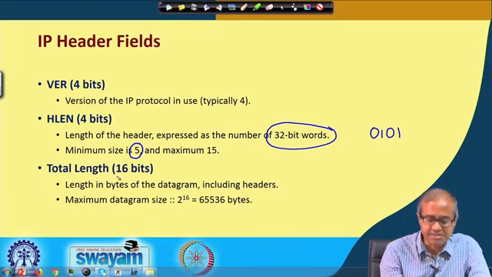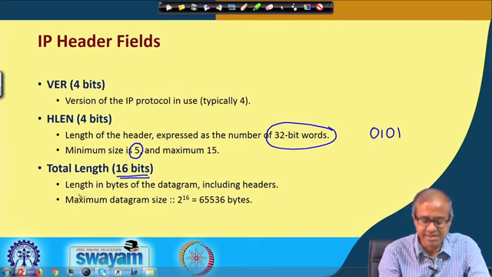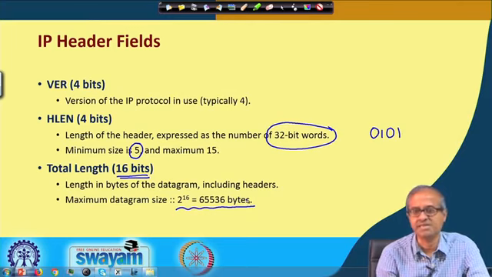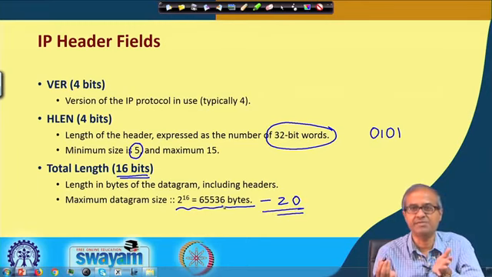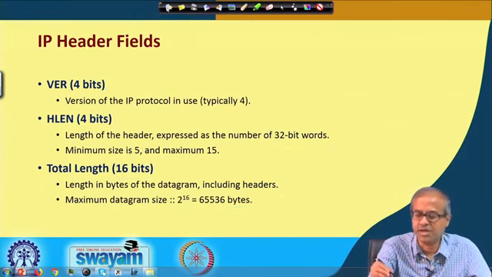Then there is a field which is 16 bits long. This is total length. This indicates the total size of the datagram including the headers. Now, in 16 bits what can be the size? 2 to the power 16 is 65536, so many bytes. And if you subtract the header, suppose at minimum the header can be 20, so you go minus 20, that many bytes can be there as part of the data, that can be the maximum size of the data in IP. This is what IP supports.